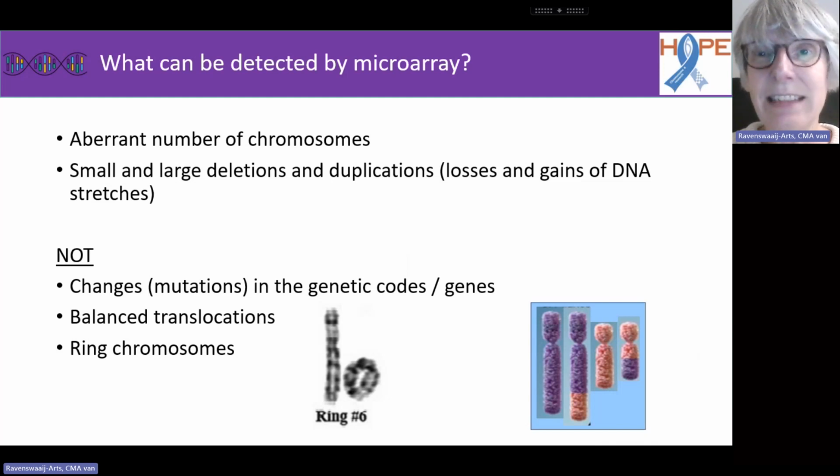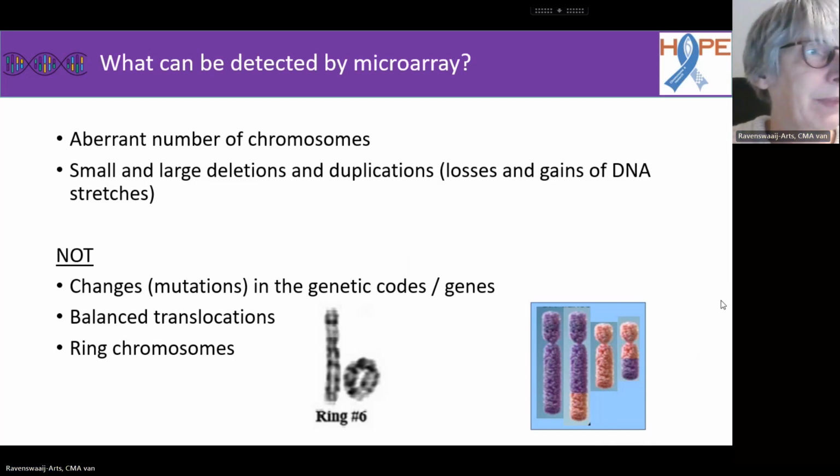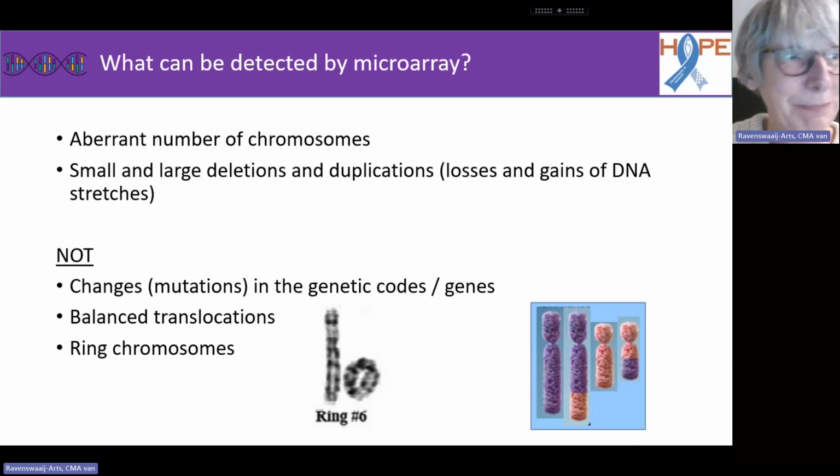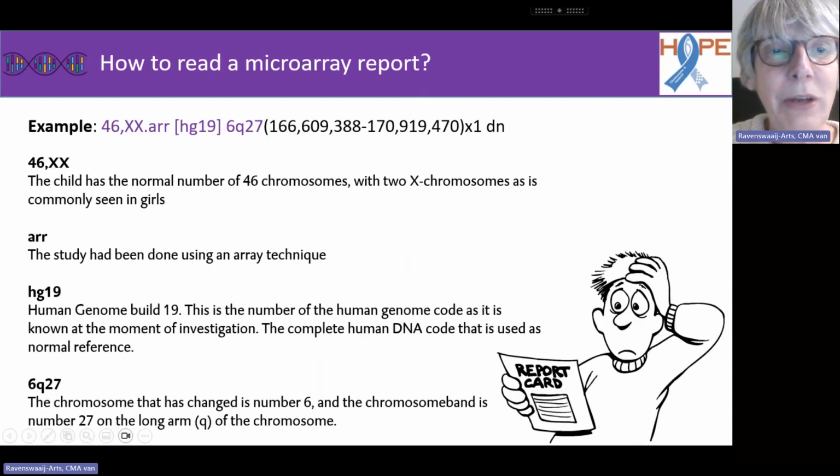So if you see that in an array, the laboratory will often ask, oh, let us do a microscopic study. Let us look at chromosome 6 itself because we think this might be caused by a ring chromosome. So that's when the microscopic evaluation is still important. Now, you all have the background information, so let's move on to the microarray report. Here you see an example of the conclusion of a report. I will explain in 2 slides what this long text string means.